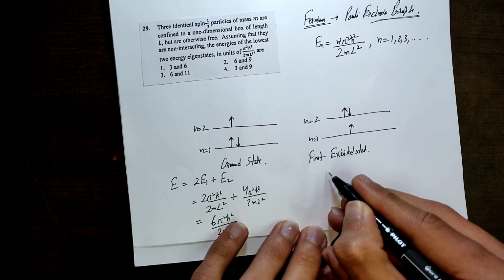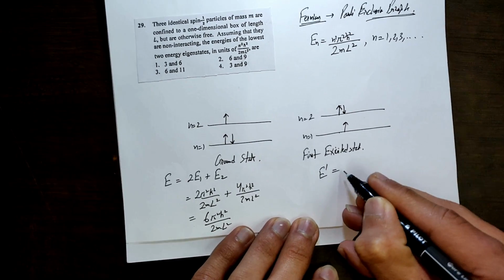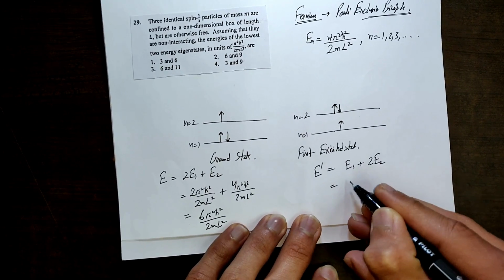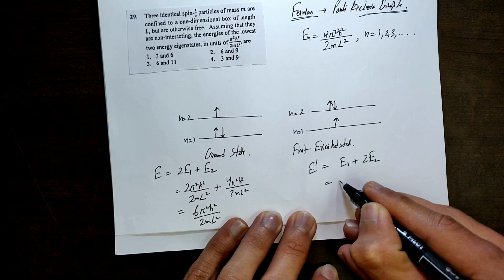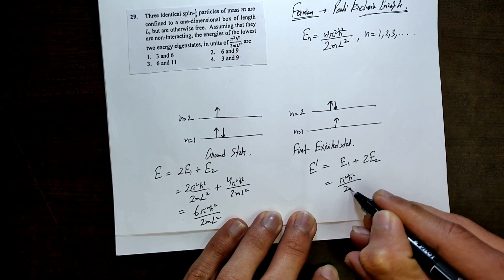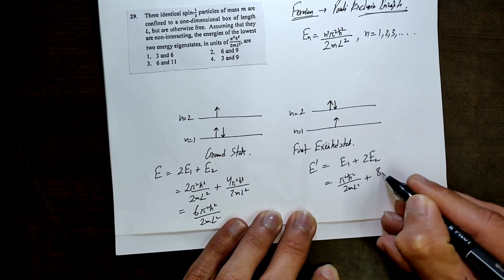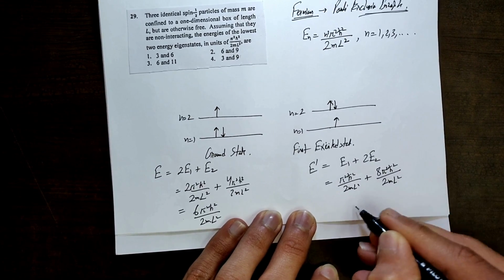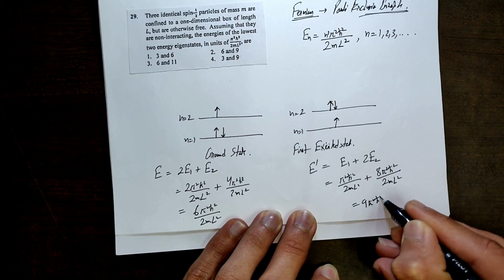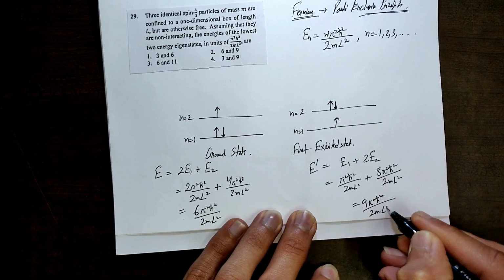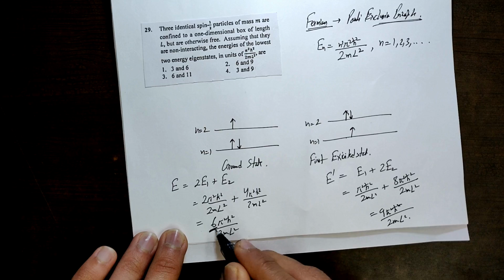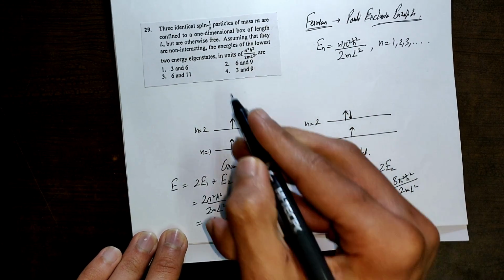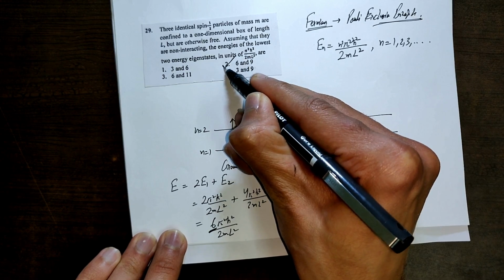And for the first excited state, the total energy would be E1 plus 2 E2. So that would be pi square h cross k square by 2 m l square plus 8 pi square h cross k square by 2 m l square. That would be 9 pi square h cross k square by 2 m l square. So in terms of pi square h cross k square by 2 m l square, the correct option is 6 and 9. So the correct option is second, 6 and 9.